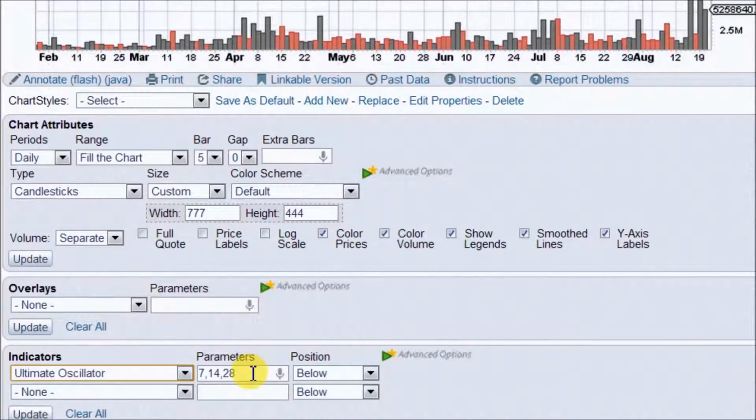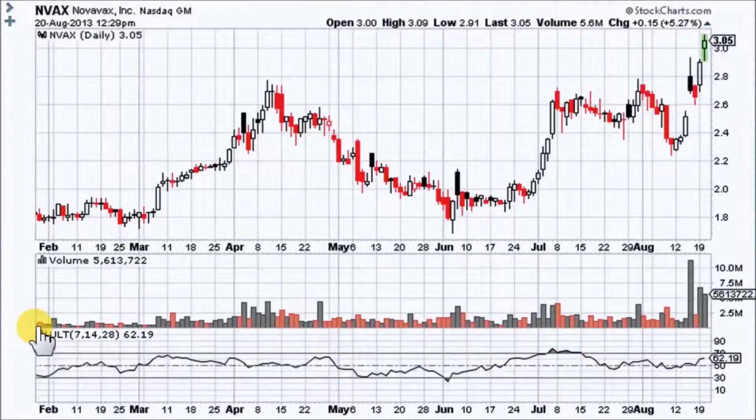Now your standard settings are 7, 14, 28, and that is one oscillator that you can modify the settings on. For really quick readings, you can use 4, 8, 16, and if you're a long-term trader using daily, weekly, and monthly charts, 20, 40, 80 seem to be good settings there. Let's go ahead and click Update.